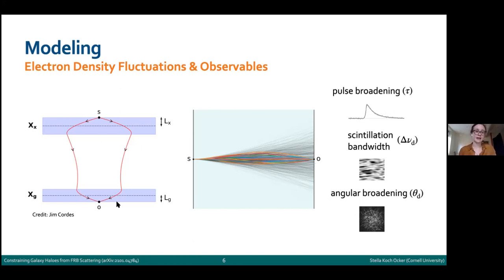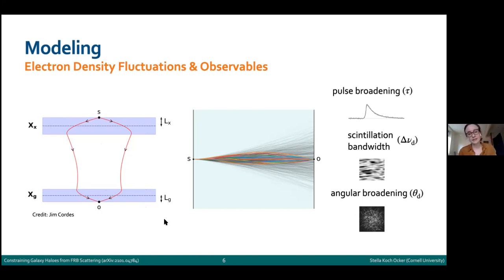And then this diagram on the left is showing you a typical two-screen geometry, which we think is actually the kind of scattering geometry that applies to many FRBs. And so this red curve is showing you the width of the ray bundles that actually arrive at the observer.